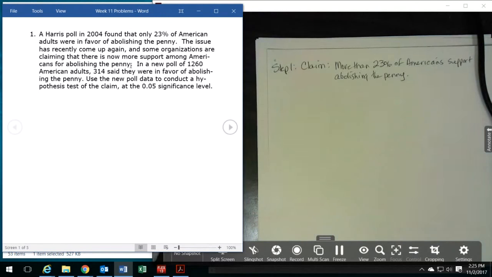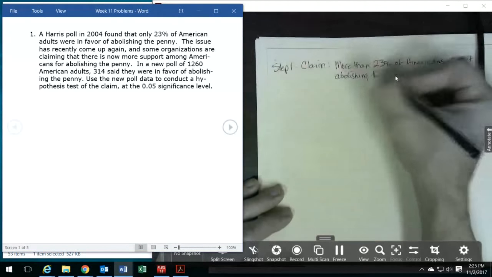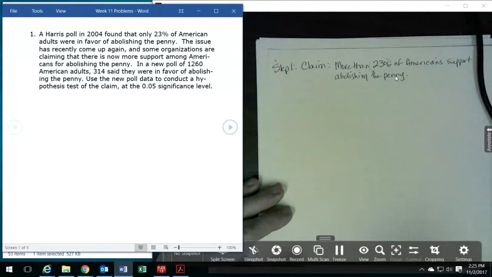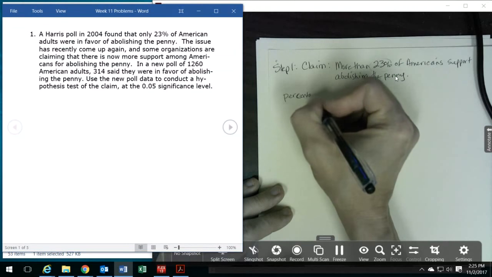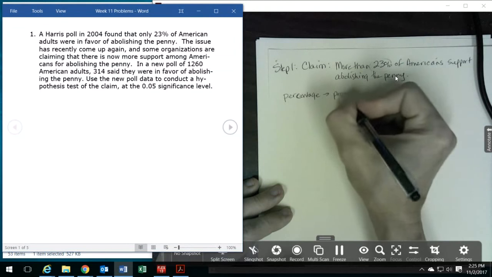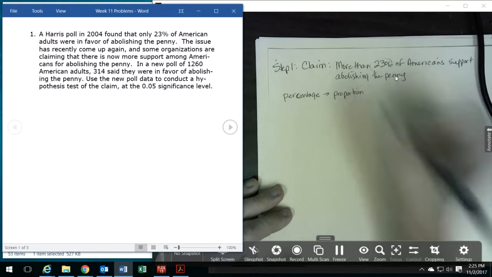This way we have everything in very specific terms. We have our percentage that we're comparing this to, and we know how we're comparing it. So for our claim, it's more than 23%. And we also have exactly what we're talking about with our claim: how many Americans support abolishing the penny. Since this is a percentage, that automatically tells us that we're dealing with a hypothesis test about a proportion. So if you have something that's a percentage, that tells you you're dealing with a proportion hypothesis test.